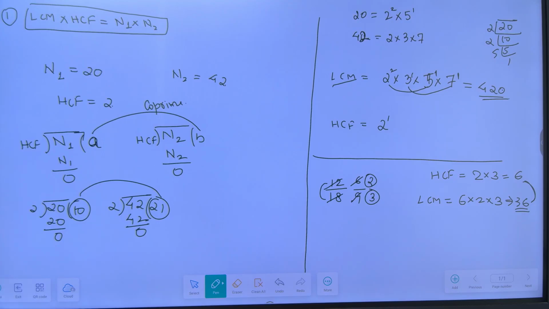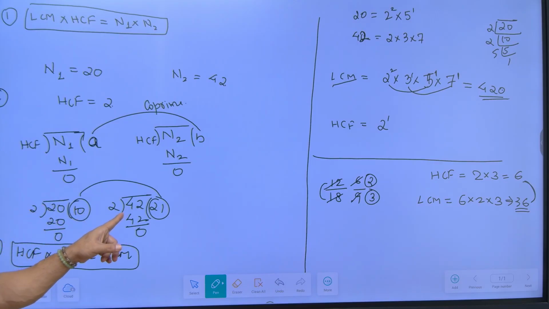Clear? This is your second thing. Third thing in this, HCF into A into B is your LCM, which also I explained to you. Remember I told you when you take HCF, what is left after taking HCF? 10 by 21. So if you take HCF 2 into 10 into 21, it will give you the LCM.